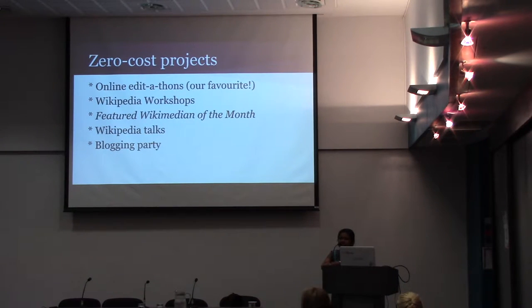So the first one and the favorite one for us is the online editathons, which we conducted during July and March. The one we conducted in March was about Women's History Month, where we write articles that are primarily of importance to women throughout the month. Then we also did Wikipedia workshops. There are many educational institutes in India which are keen to conduct Wikipedia workshops, and they will provide us free space and free Wi-Fi and free food and everything. We just wanted to go there and conduct the workshops for them. So we did that at zero cost.